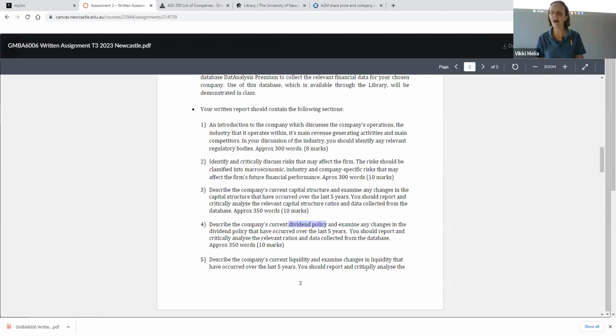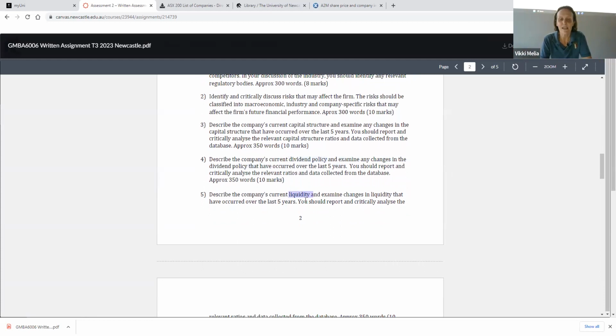I want you to have a look at their dividends, and you can get dividend information from the ASX and see, have there been any significant changes in dividends over the last 5 years? And if there have been changes, see if you can work out why. For example, COVID. During COVID, some companies decreased or stopped paying dividends. So that would show up in your analysis if your company was affected by COVID. So capital structure is looking at debt and equity. Dividend policy, I want you to look at the dividends that the company has been paying.